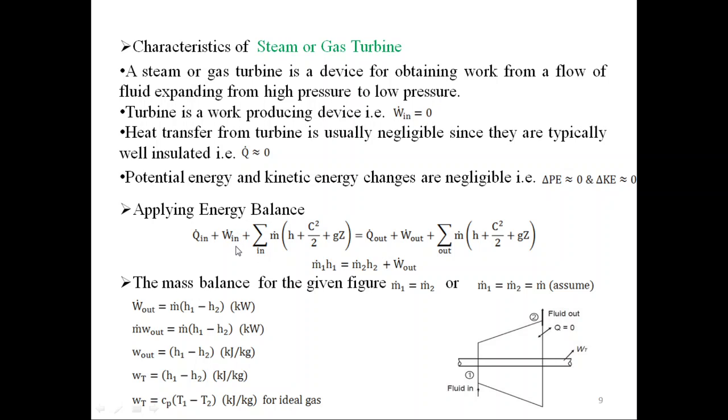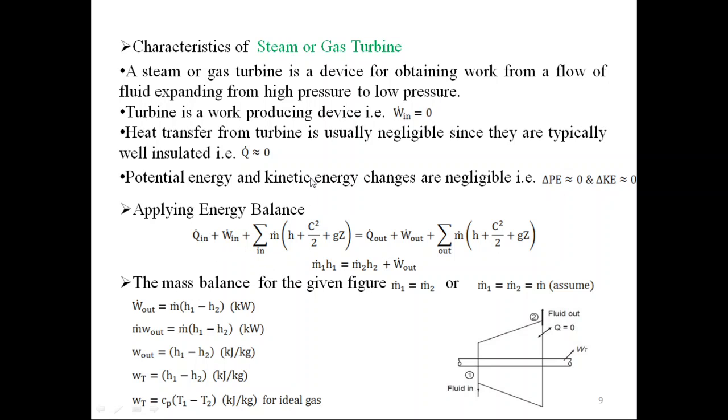Heat transfer from turbine is usually negligible since they are typically well insulated, that is amount of rate of heat transfer equal to 0. So this Q over dot in and Q over dot out will be 0. Potential and kinetic energy changes are negligible. That means this C square upon 2 plus GZ on the left side and on the right side C square upon 2 plus GZ will be eliminated as the change in potential and kinetic energy is negligible.